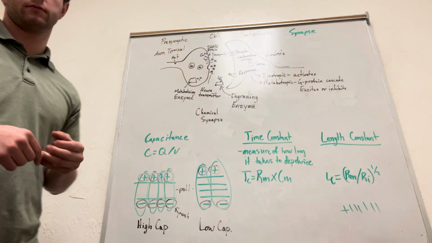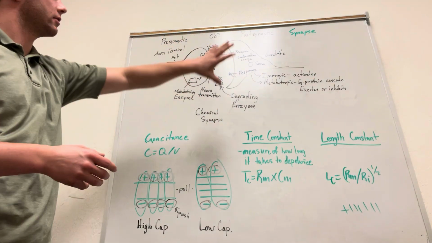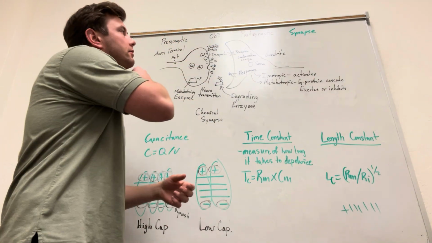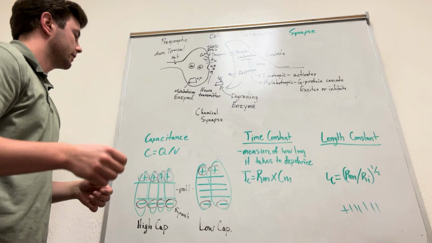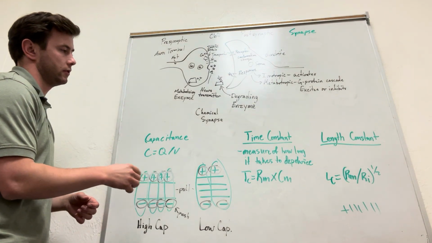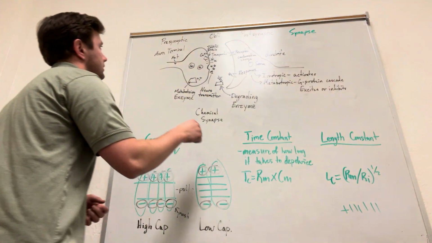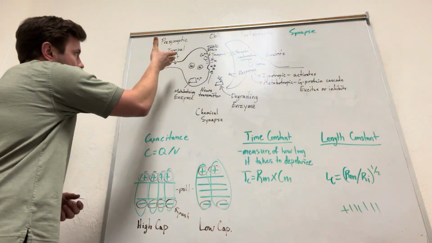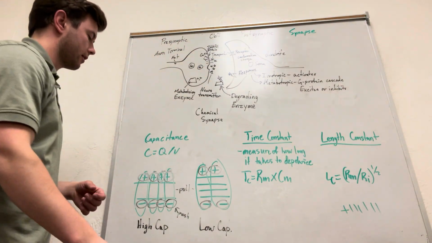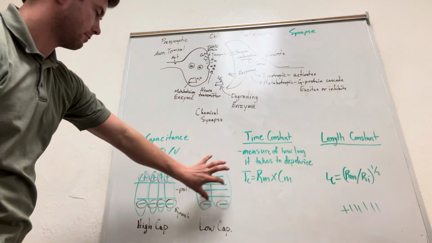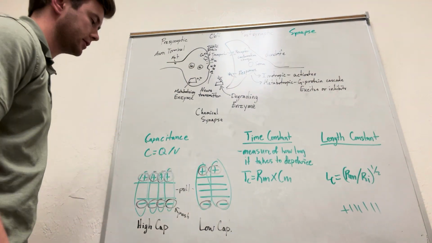Okay, so now we've kind of covered what the synapse is, the anatomy of it, and how it all works, right? Let's move to capacitance, the time constant, and the length constant. We're back here with depolarization of a membrane. So let's look at this membrane, these two different membranes here.